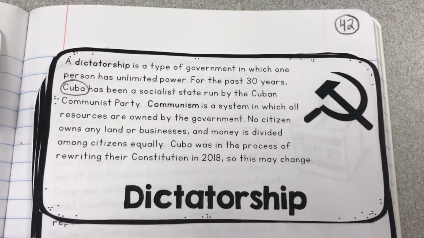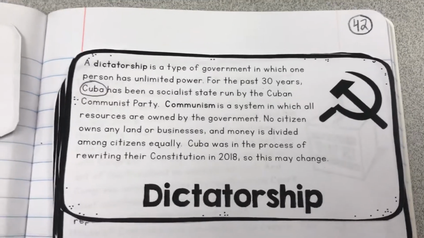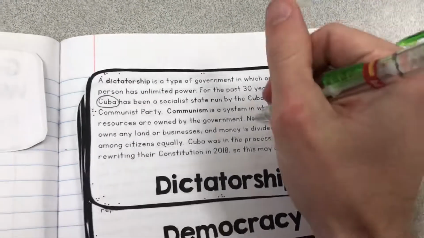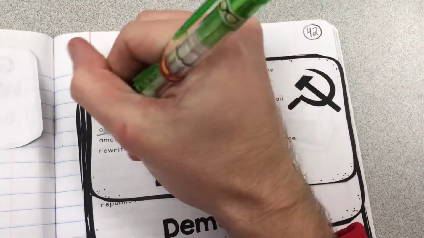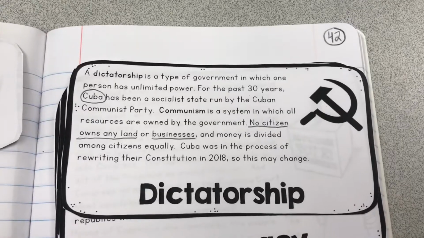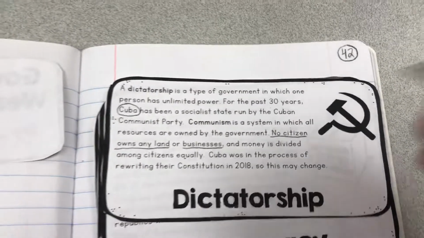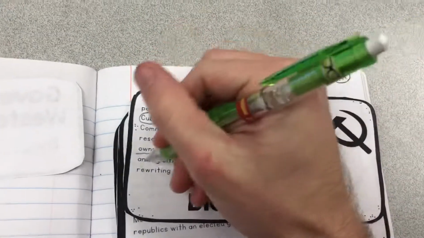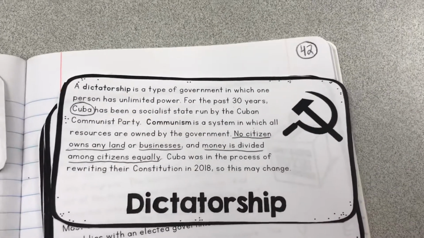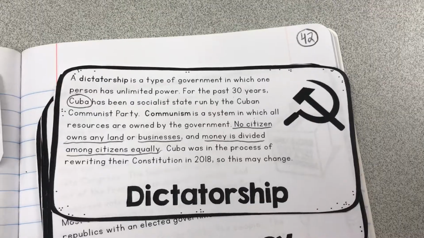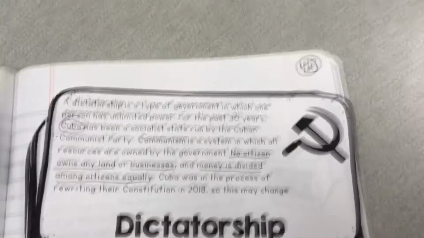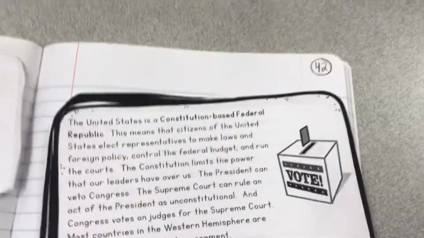And then it's really important to also understand what communism is, because a lot of communist countries are under that dictatorship. I'd like you to underline where it says that no citizen owns any land or businesses, which is kind of crazy because many of your parents own land or own businesses, and money is divided among citizens equally. So even if you work really, really hard and someone hardly works at all, money's all the same. Doesn't really matter. So that's a little bit about a dictatorship. All right, we're going to flip that one face down and move on to democracy.